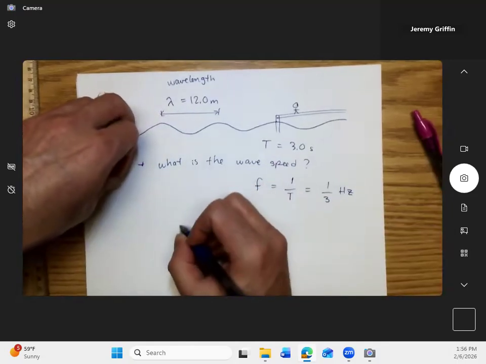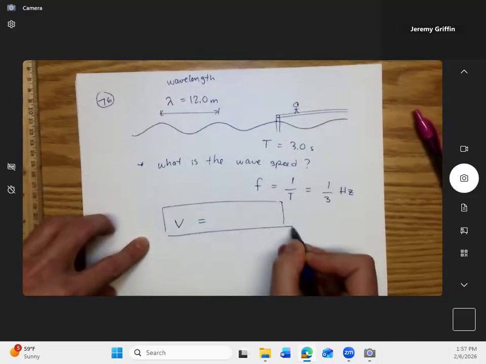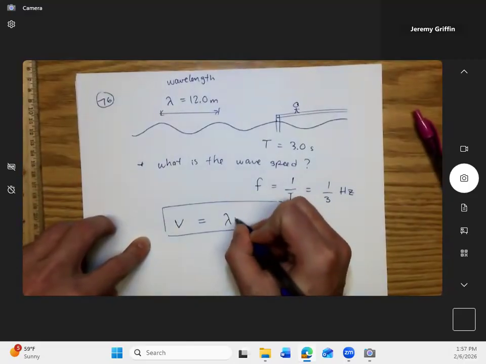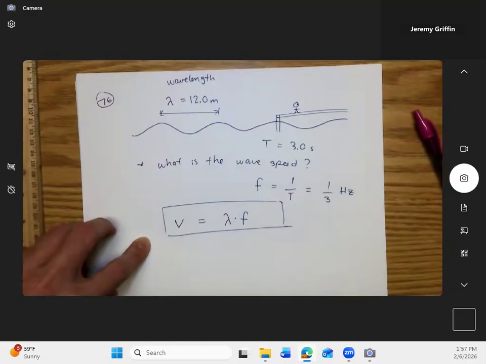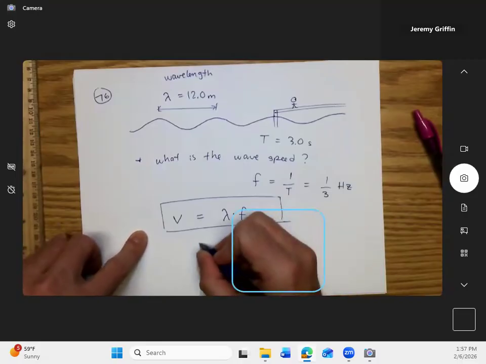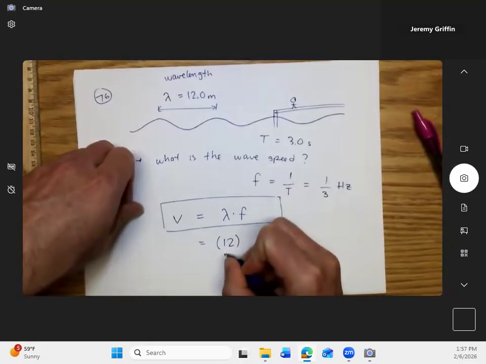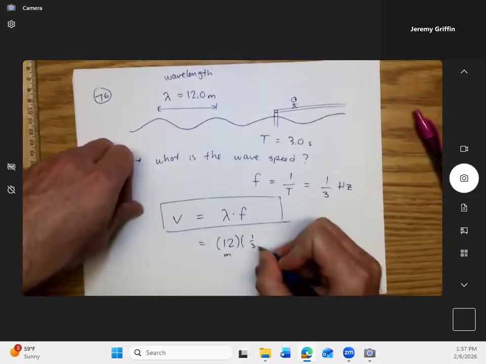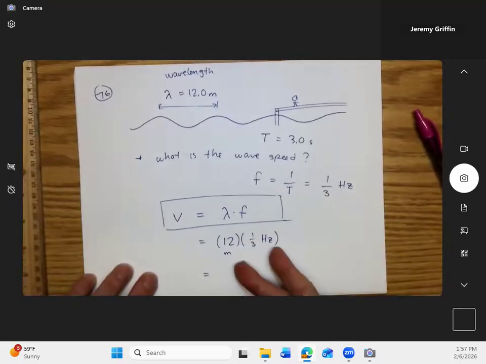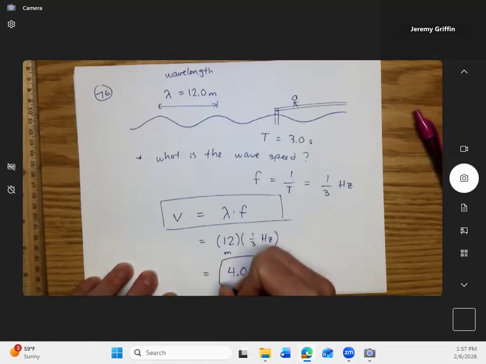But another way to get there is to say speed equals. Does anybody remember a certain wave formula? Speed equals what times what? It's wavelength times frequency. Let's try it with this method and see if we still come out with 4 meters per second. I'm going to take this crest to crest distance of 12 meters, multiplied by this frequency of a third of a hertz. Hertz is 1 over second, so the units still work out, and it is 4 meters per second. A little bit longer way of getting there, but of course it's the same answer.